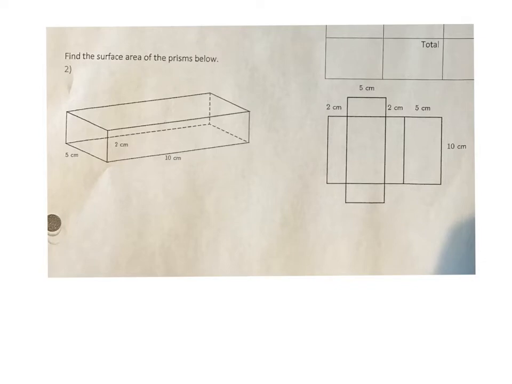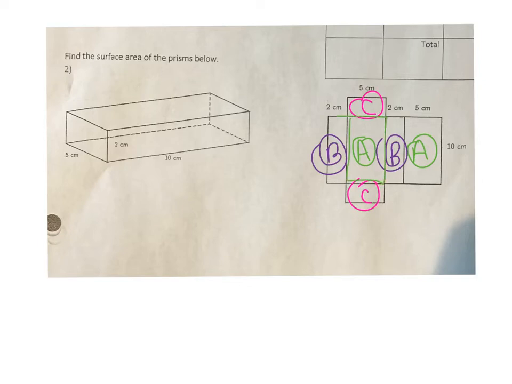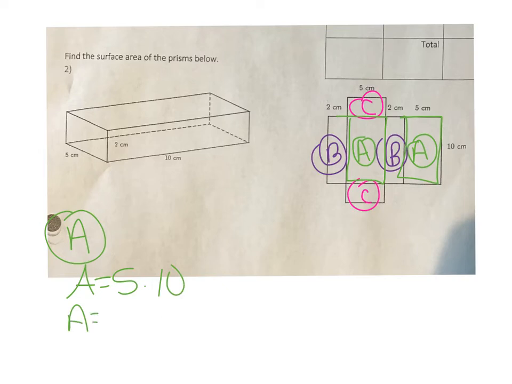So looking at this one, they drew out the net for you. So you have the picture on the left and the net on the right. So I'm going to go through and label my ones that are the same. So I have my A and my A, B and B, and then C and C. So if you look at A, this one right here and this one right here, that's going to be area equals 5 times 10, which gives me 50. And then we're going to times it by 2.